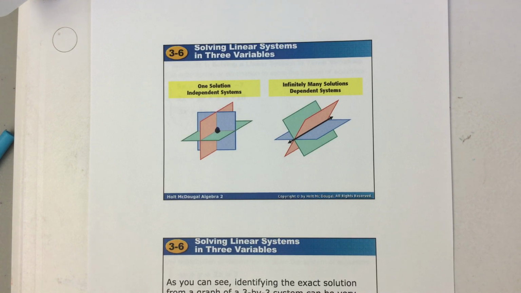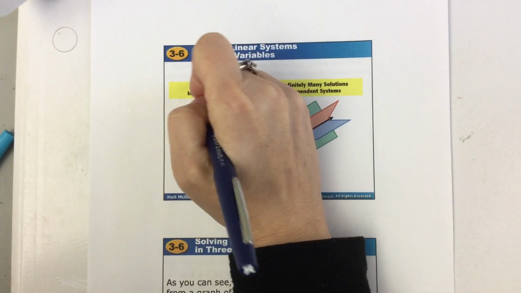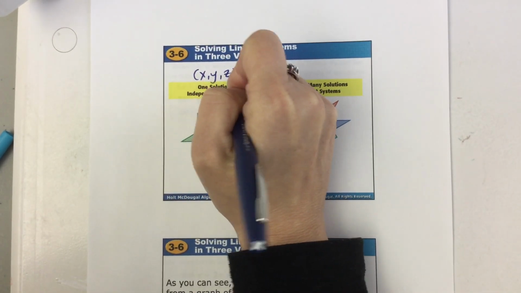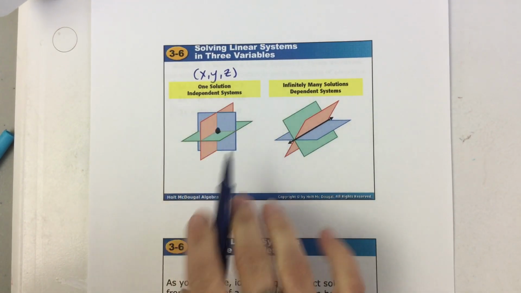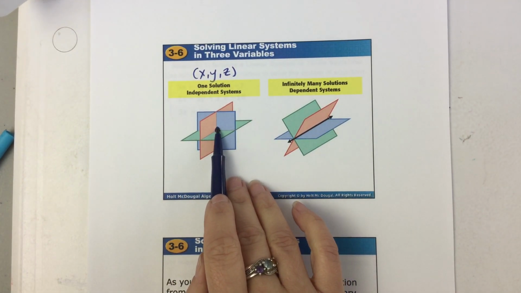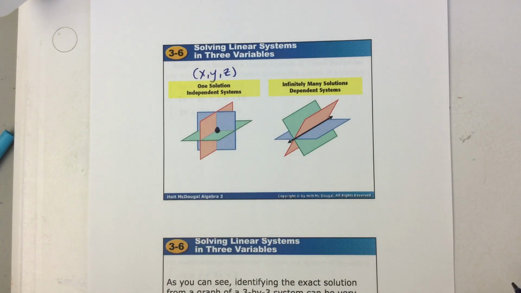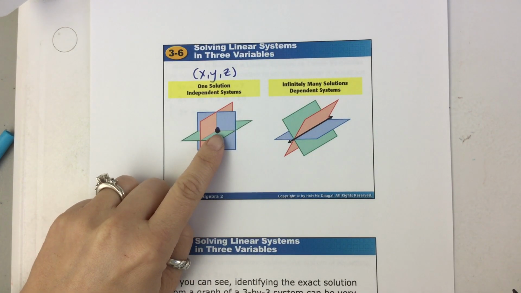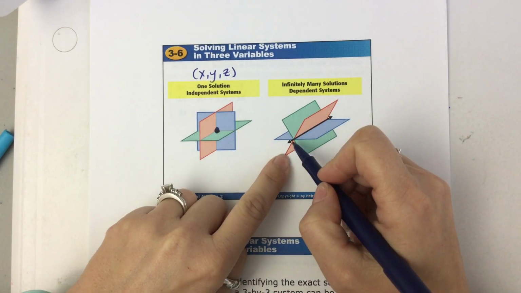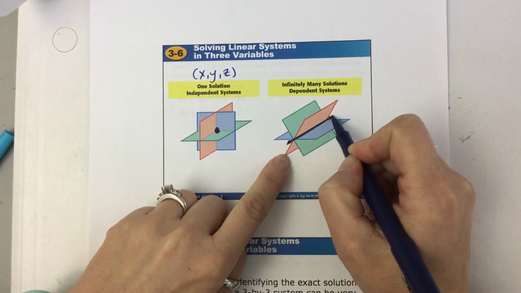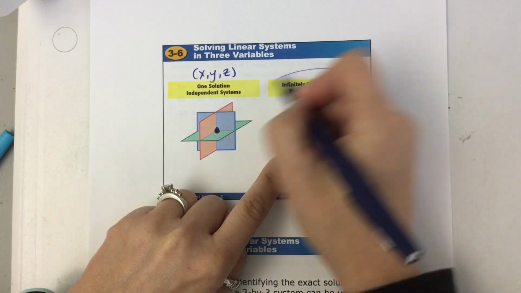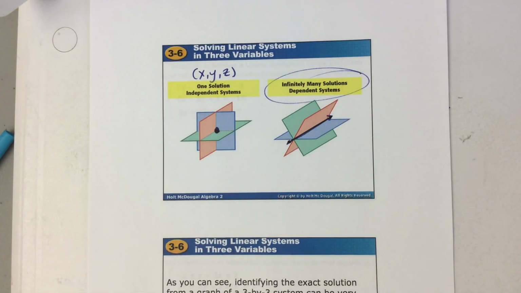But if we were to do that, when you have one solution, your solution is x, y, z, always in that order. It's an ordered triple. And what that means is there's one point in all of those planes where they all have that point in common. So what you found is that one intersection point. Guess what? If I have something like this, notice that they all cross at a line. If they all cross at a line, it's infinite.